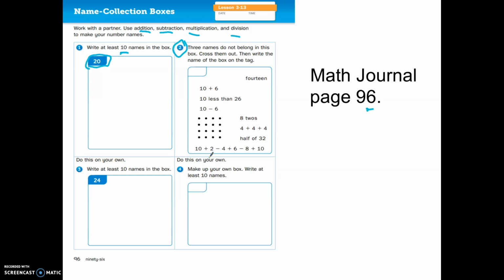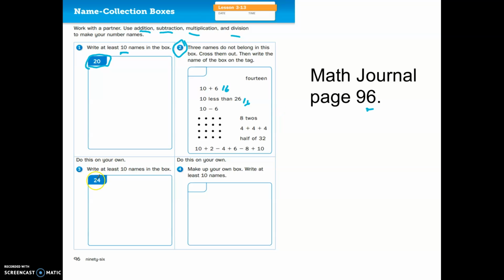So what you should do is go through and just solve the problems. You can go ahead and write the answer above it or beside it. I'll do the first 2 for you. So 10 plus 6 is 16. 10 less than 26 is 16. Go ahead and solve the rest of them. The ones that you don't think belong, you need to draw a line through them. And then based on the answers for what you have left, that's going to help you decide what name you're going to put in the box.